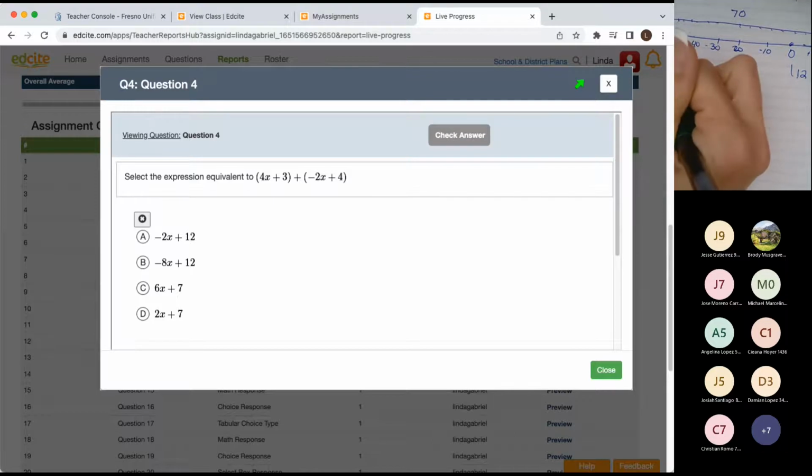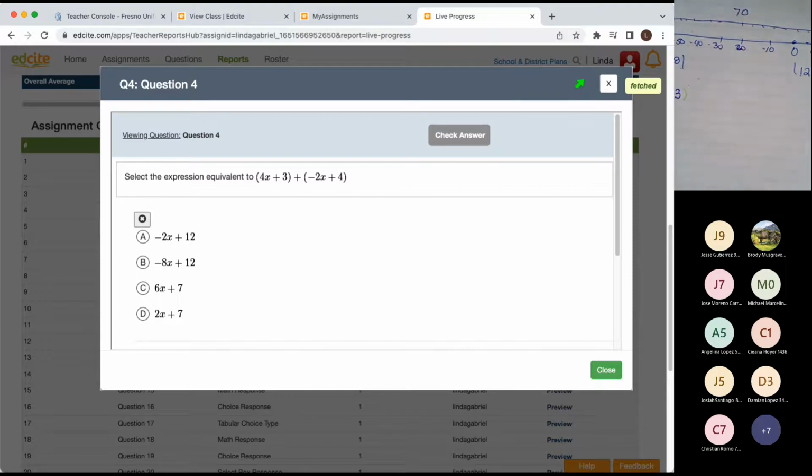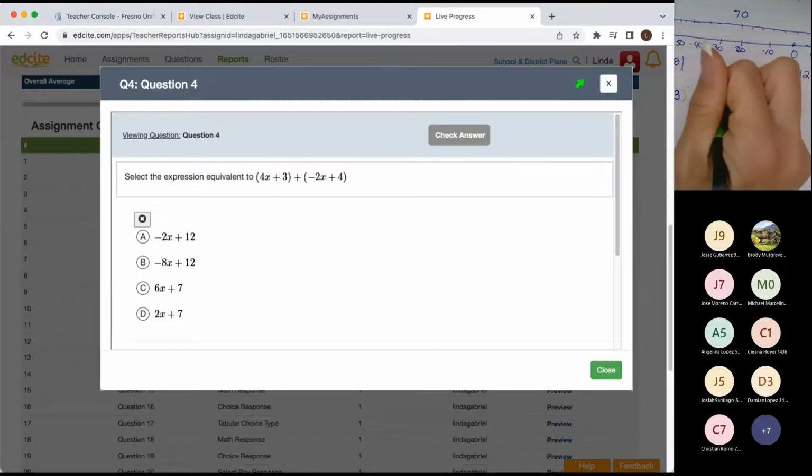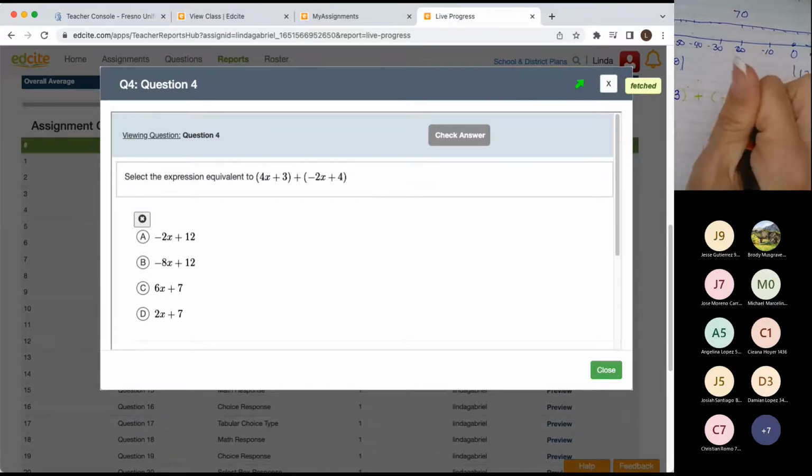x plus 3. In between the parentheses, I have another plus sign. In the second parentheses, I have negative 2x. And then I have plus 4.